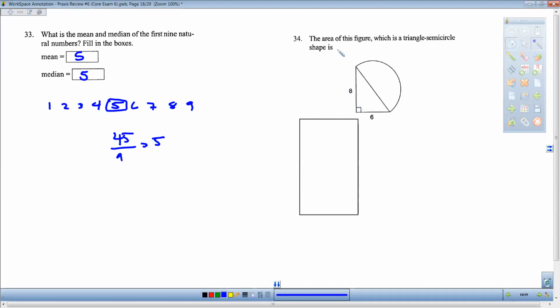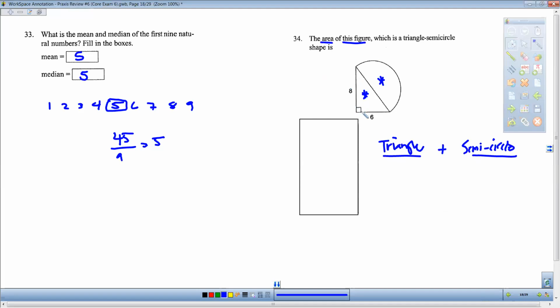With this one, it's asking for the area of this figure. So we're looking for the area of this triangle as well as the semicircle. So I'm going to put a triangle here and semicircle here because we want to find the area of both and then we want to add them together.